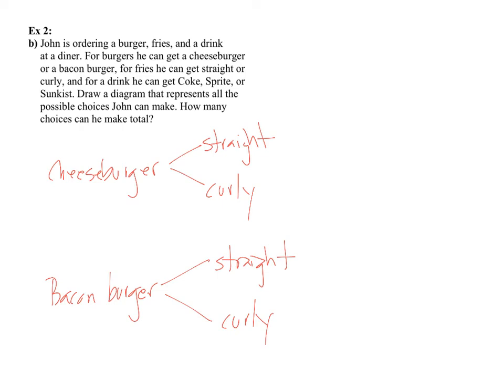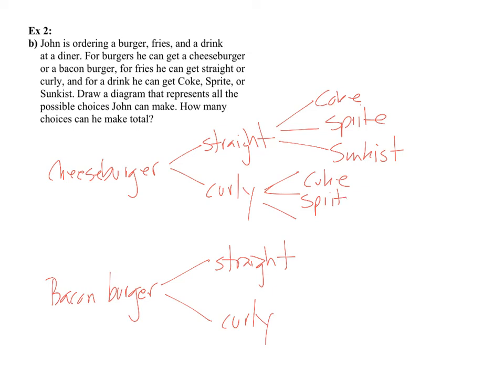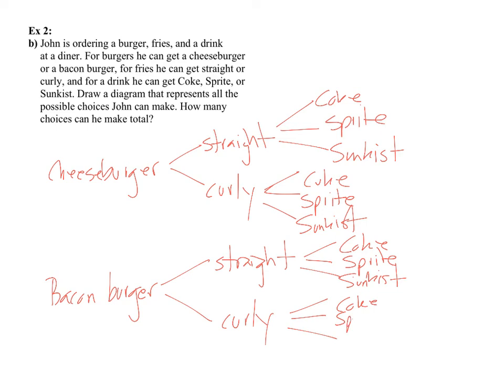Alright, from there you choose your drink. Coke, Sprite, or Sunkist. So say I choose a cheeseburger, and then I choose straight fries, and then from there I'm going to choose my drink. So Coke, Sprite, or Sunkist. And the same for each of the other branches: Coke, Sprite, Sunkist, and Coke, Sprite, and Sunkist.